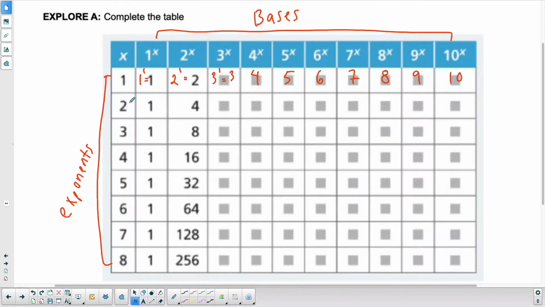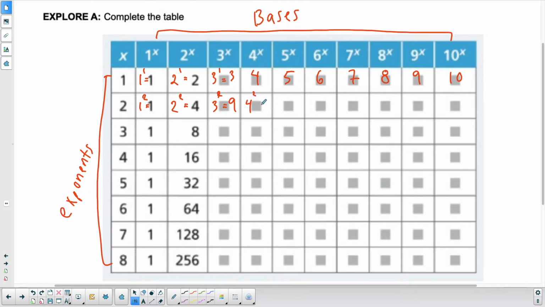The next exponent is a 2. So 1 to the second power means 1 times 1. This is 1. 2 to the second power, or 2 times 2, is 4. 3 to the second power, or 3 times 3. Oh, sorry, I'm looking at the next base. It's okay. Sometimes it can get a little confusing. Oh, no, I was correct. See, I was looking at the exponent and not the base. 3 to the second power is 3 times 3, which is 9.